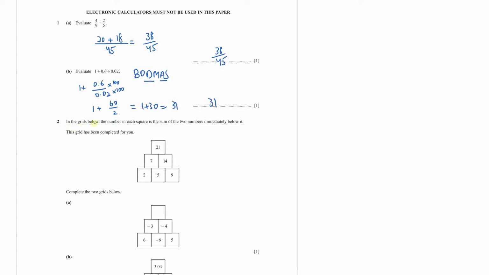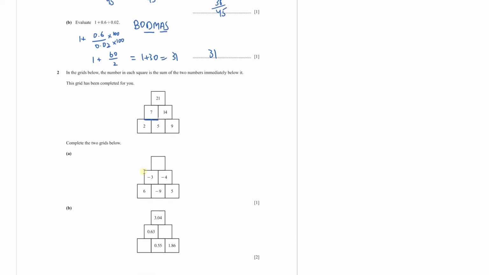Question 2 is: in the grid below, the number in each square is the sum of the two numbers immediately below it. This grid has been completed for you. So this 7 is the sum of this 2 and 5. This square in which we have the number 7 has a common boundary with the square of 2 and a common boundary with the square of 5. So both those are added to get the upper square.